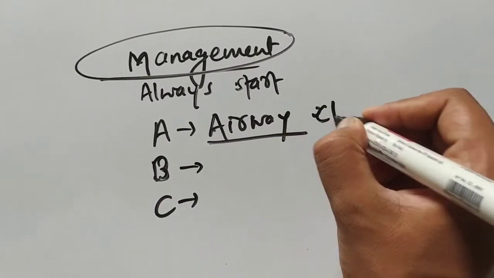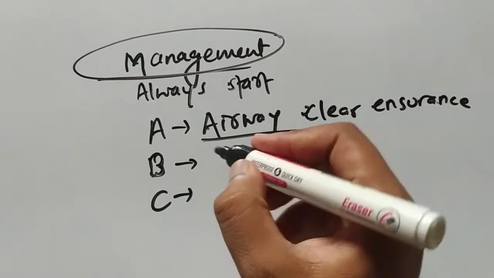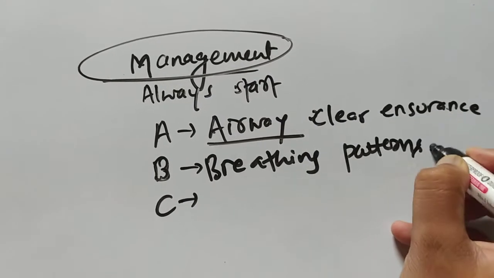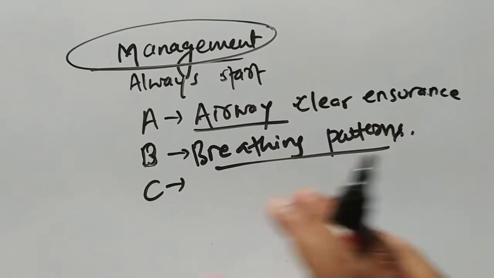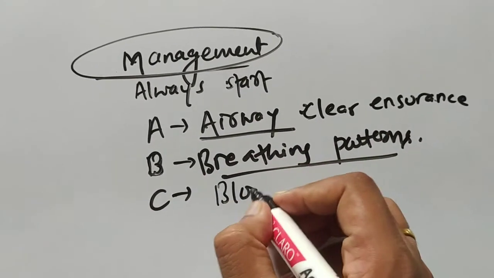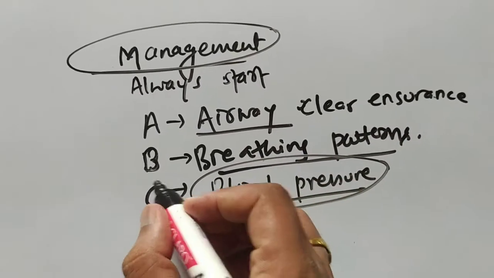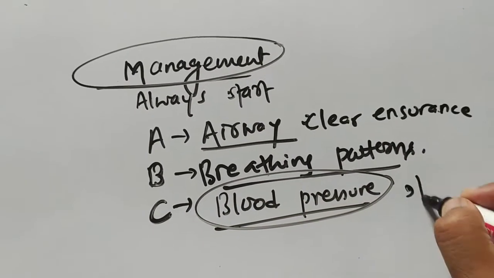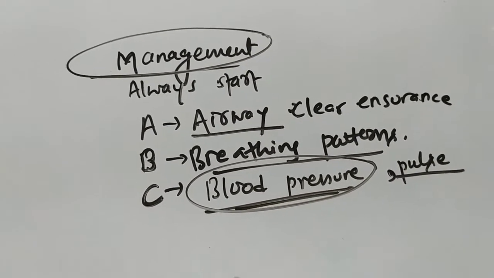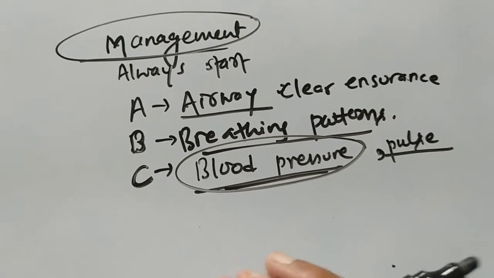So airway clear, ensure that, and see that the patient is breathing or not. So look for the breathing patterns, and see what kind of blood pressure he has. So look for the blood pressure, and you should also look for the pulse. In every kind of emergency management, we should always go for the airway, breathing and circulation pattern.